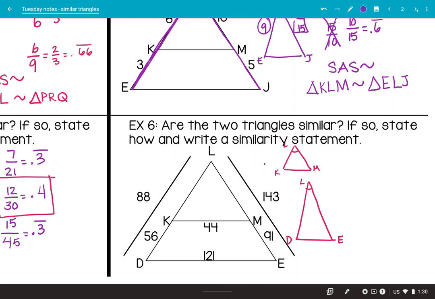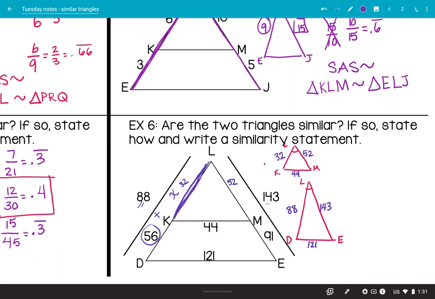And now this time, the large one is 88. But this top part right here, we don't know. We do know that if I had 56 plus something, it should equal 88. I'm going to go 88 minus 56, and that's going to tell me that this is 32. And I can do the same thing on the other side. I can go 143 minus 91, and I will get 52 here. And we get the bottom numbers, 44 and 121.